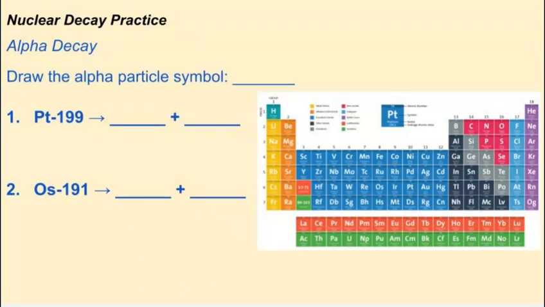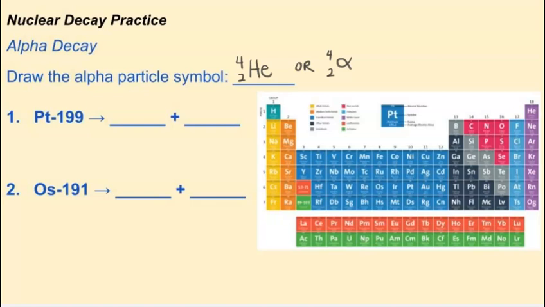The next section of this practice sheet is about alpha decay, and so it wants us to start by drawing the alpha particle symbol. And of course there are 2 ways that we can draw this symbol. We can either draw it as a helium nucleus with He, 4 mass number, 2 atomic number, or we can draw 4, 2, and then just use the alpha symbol. So either way is acceptable. As long as we have the same 2 numbers, we are going to get the same result of our equation, so it doesn't really matter which one we use.